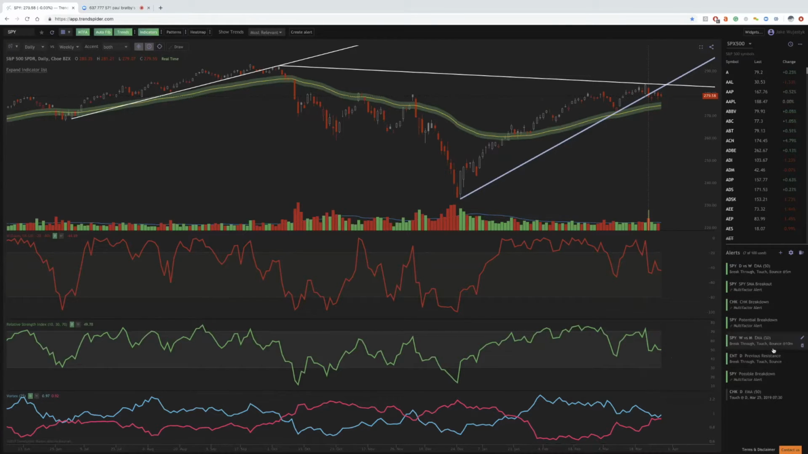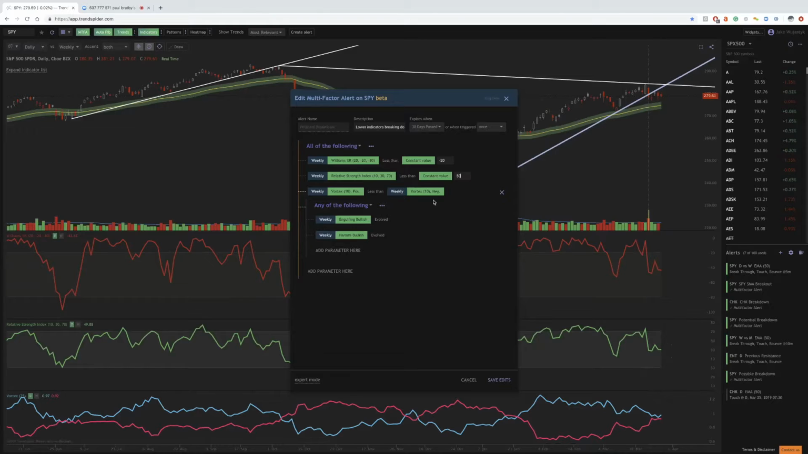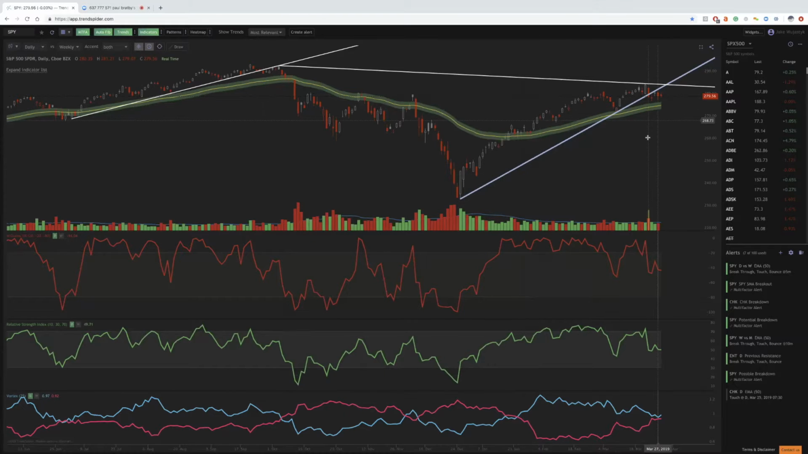If I did want to go in and edit this, I can add more criteria or less criteria. So let's say that I also wanted to be alerted when the daily candle close is less than the EMA 50. I will also be alerted when that occurs too. So we have two alerts on the EMA 50 now. I save the edits, and now I will be alerted anytime these conditions are met.